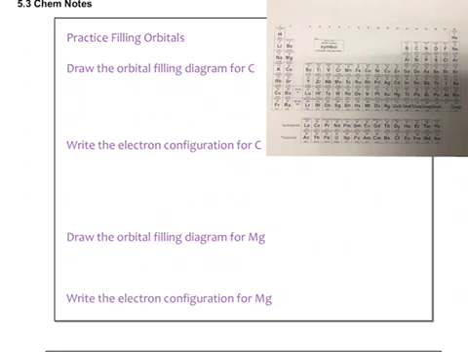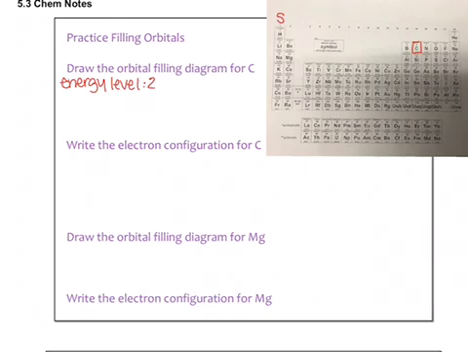So let's practice doing all of this. It says draw the orbital filling diagram for carbon. The first step is to locate carbon on the periodic table. Things to note are its energy level. For carbon, it is in the second energy level because it is in the second row. And then what orbital it has.